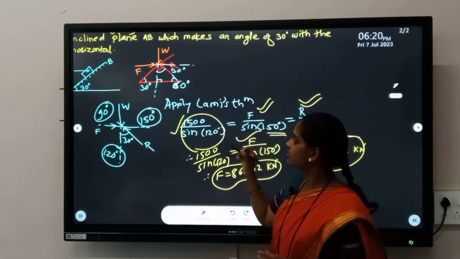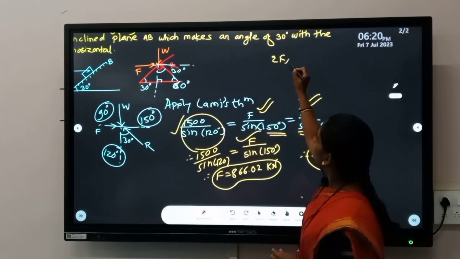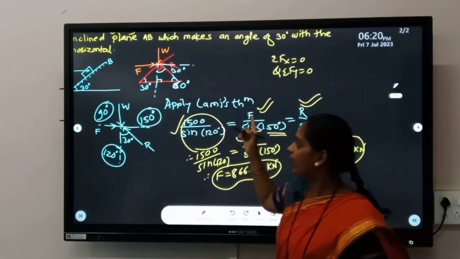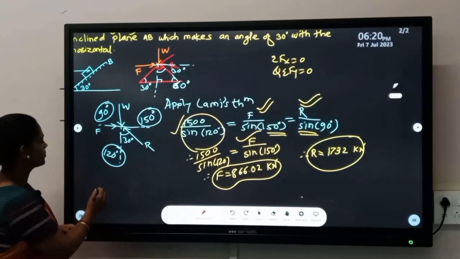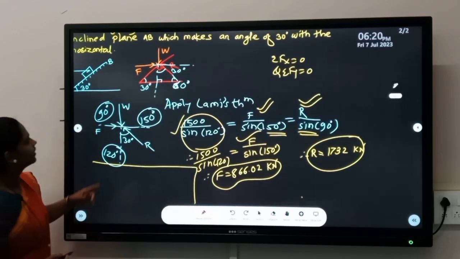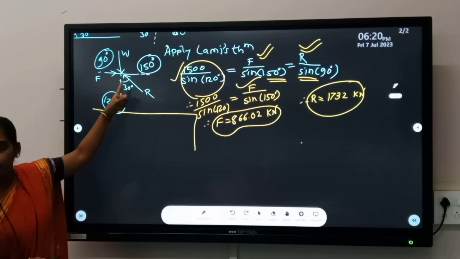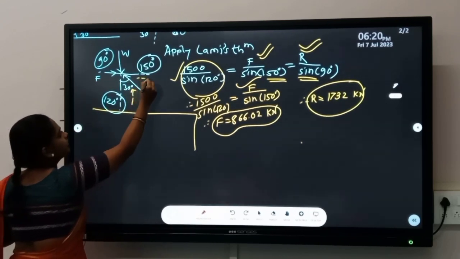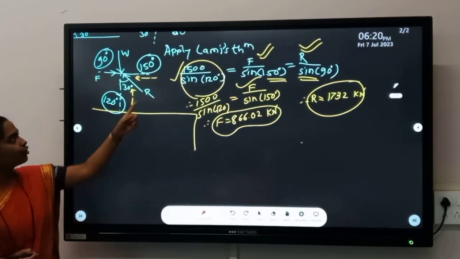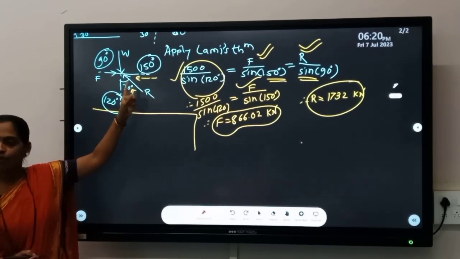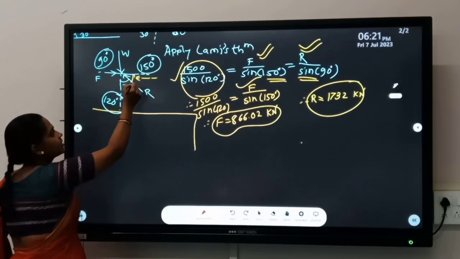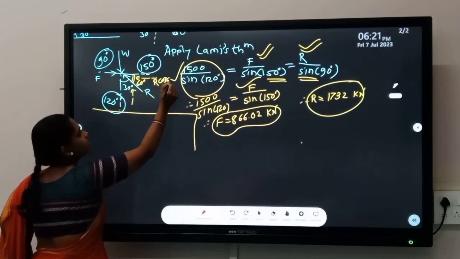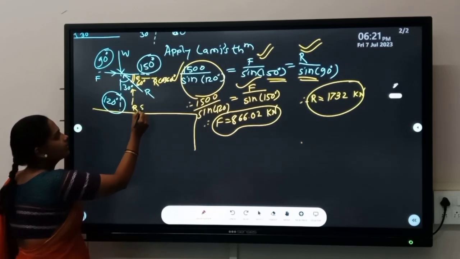What are the equilibrium conditions? Summation Fx is equal to 0 and summation Fy is equal to 0. So how to apply the equilibrium conditions? Just see. Just resolve this particular R into two components. The horizontal component is R cos theta. This angle is 60 degree. So the horizontal component is R cos of 60 degree and this component is R sin of 60 degree.